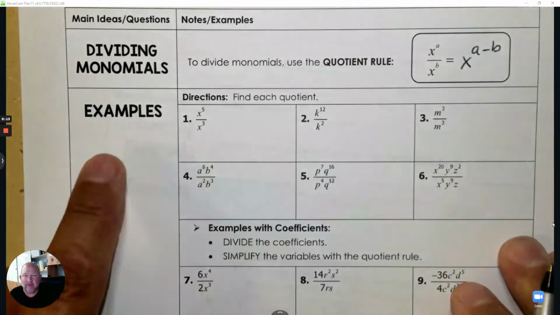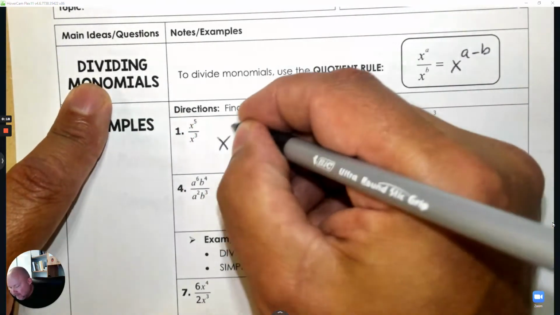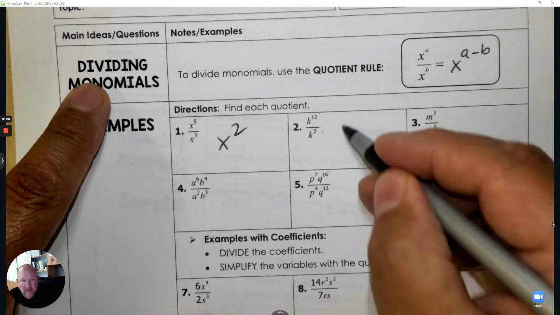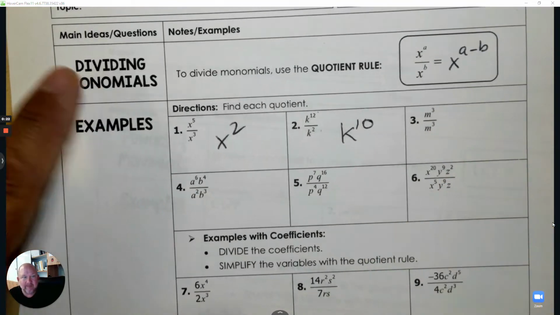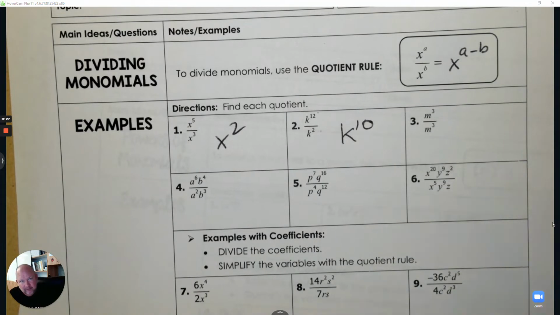Subtract is the key word here. So we're dividing, so we are subtracting the exponents. So 5 take away 3, 12 take away 2. Again, press pause and try it. I don't want you to copy unless you have to; follow me for each one.